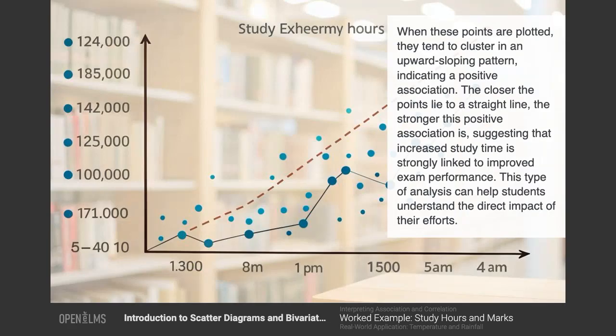When these points are plotted, they tend to cluster in an upward-sloping pattern, indicating a positive association. The closer the points lie to a straight line, the stronger this positive association is, suggesting that increased study time is strongly linked to improved exam performance. This type of analysis can help students understand the direct impact of their efforts.